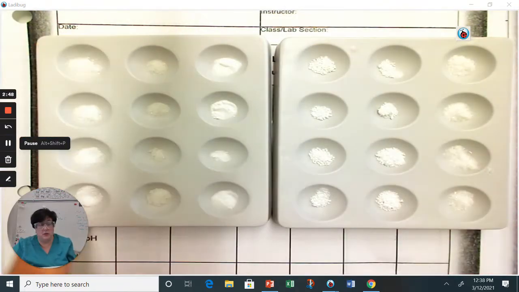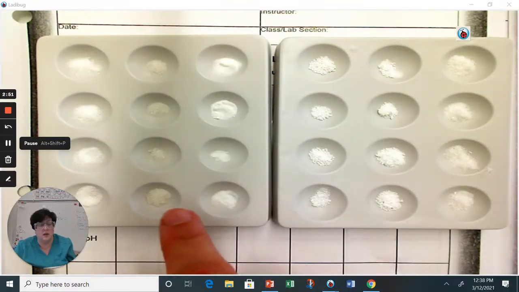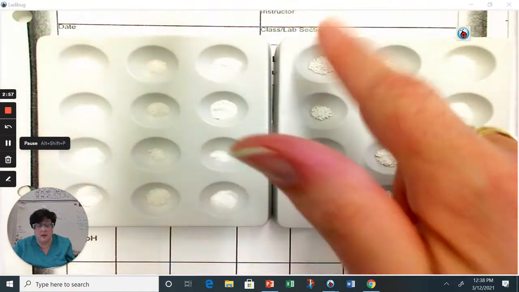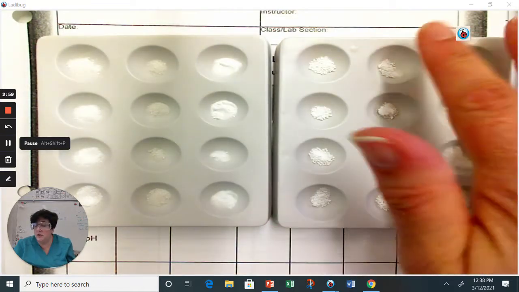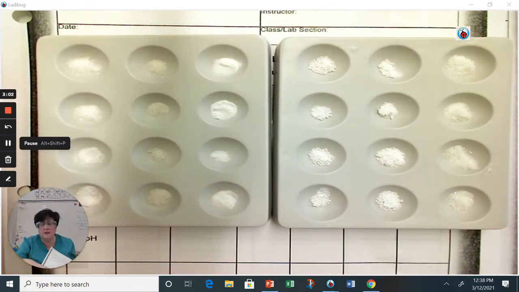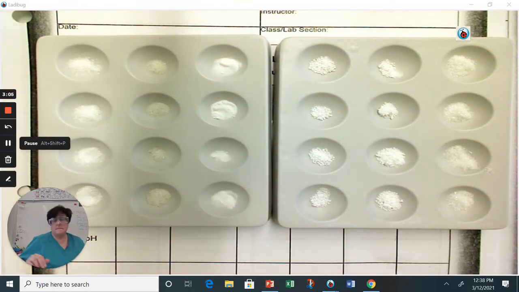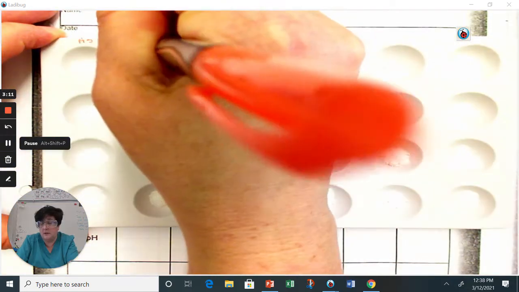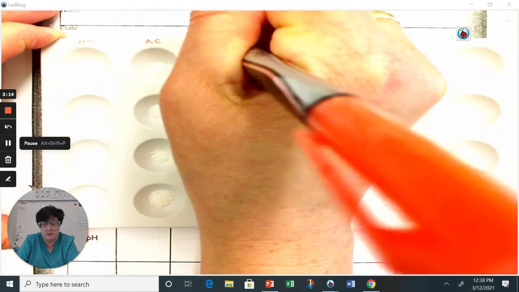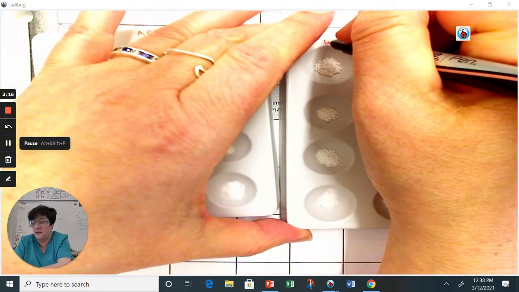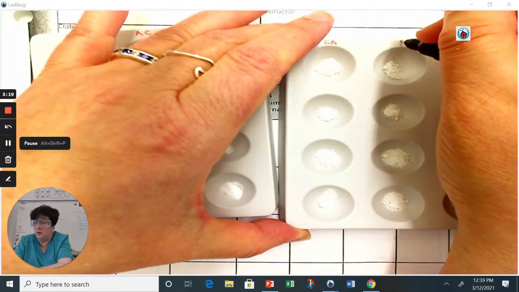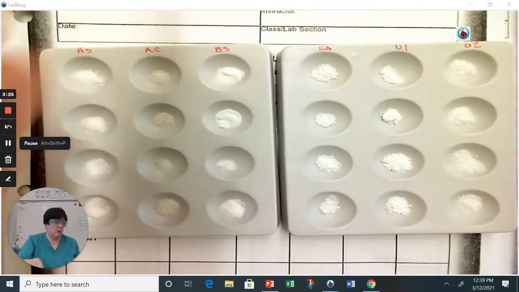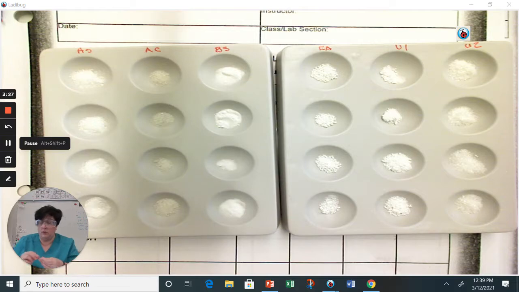This is my aspirin. This is my acetaminophen, which is Tylenol. This is my baking soda or sodium bicarbonate. This is effervescent antacid. These 2 are unknowns. I did not label the plates, but I will do now. Aspirin, acetaminophen, baking soda, effervescent antacid, unknown 1, unknown 2.